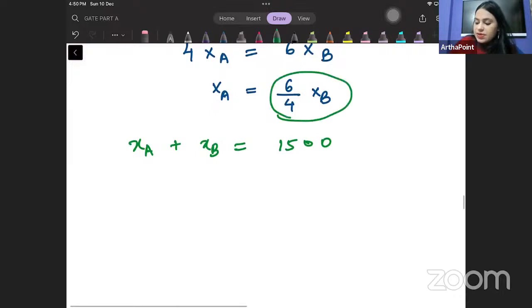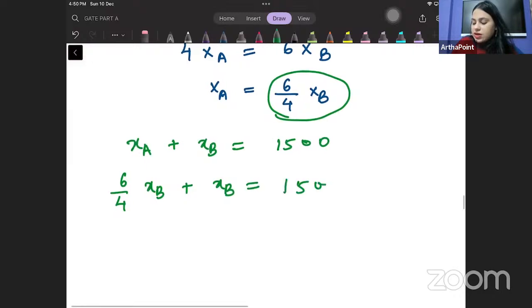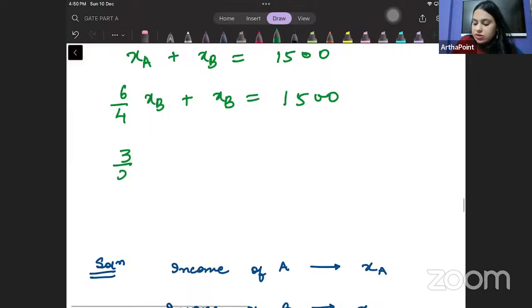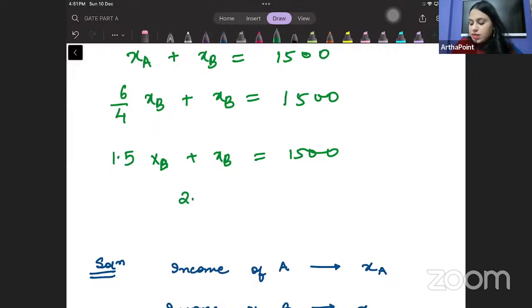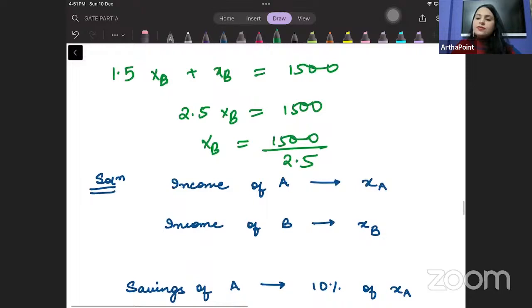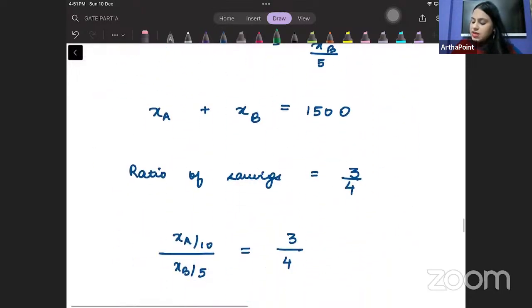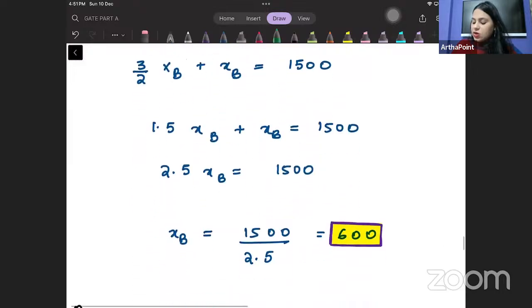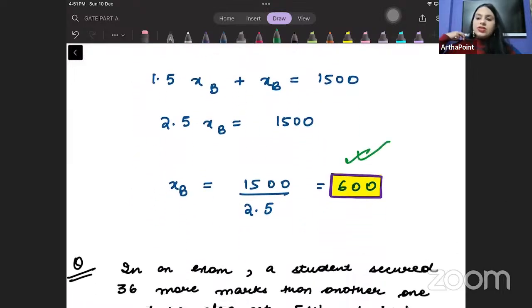So बेटा XA की जगह पे ये लिख देते हैं 6/4 XB plus XB is 1500. हाँ बच्चे. So this will be 3/2 XB plus XB 1500. हाँ बेटा. So ये हो गया आपका 3/2 is 1.5 हो जाता है. 3 divided by 2 is 1.5. So 1.5 plus 1 मतलब 2.5 XB is 1500. तो XB का वैल्यू आ जाएगा 1500 divided by 2.5. बेटा ये वैल्यू निकाल लेना. So XB आपका 600 आ जाएगा.